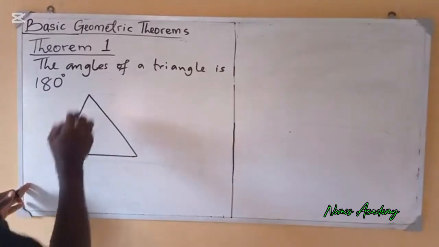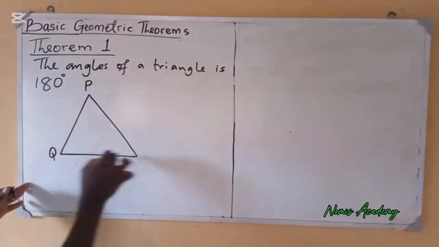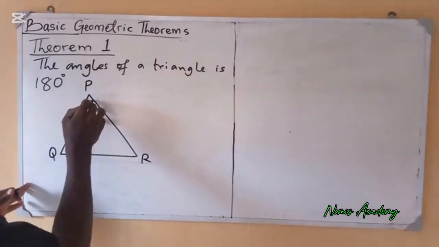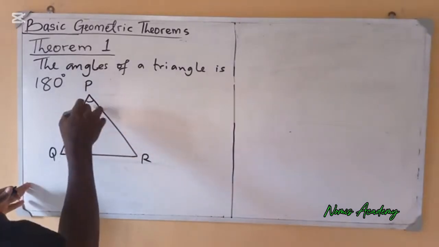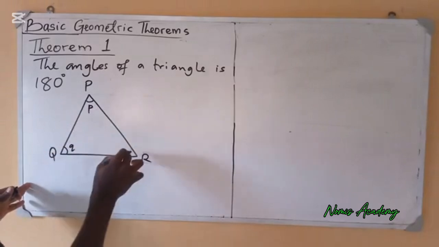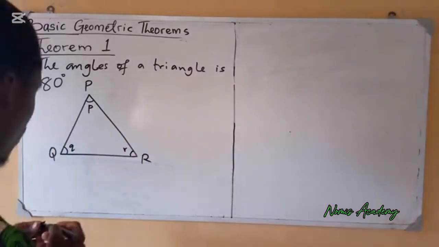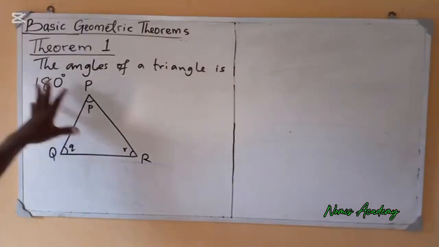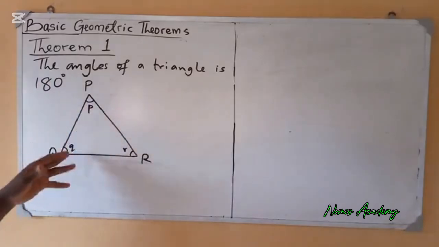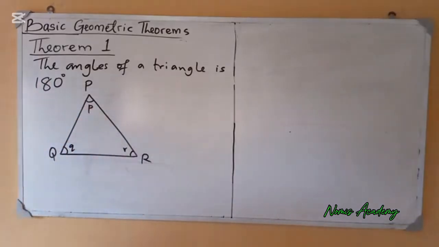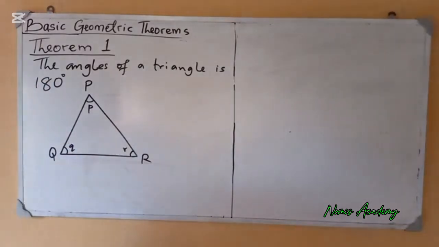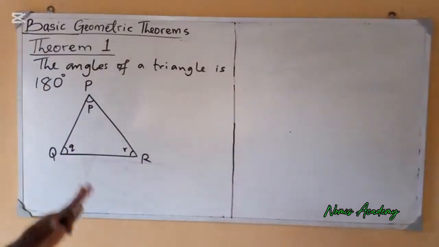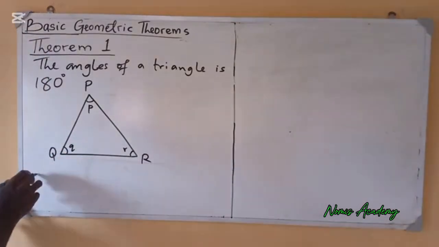PQR. This is P, Q, and then R. So we are going to prove that these three angles of a triangle sum up to 180 degrees. So to do that, there's a particular procedure to follow when trying to prove a particular statement. Alright, so what is given to us?